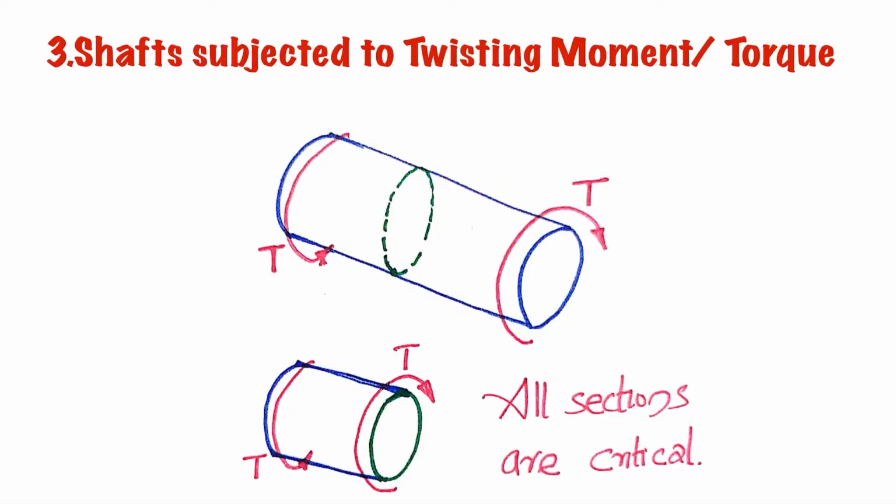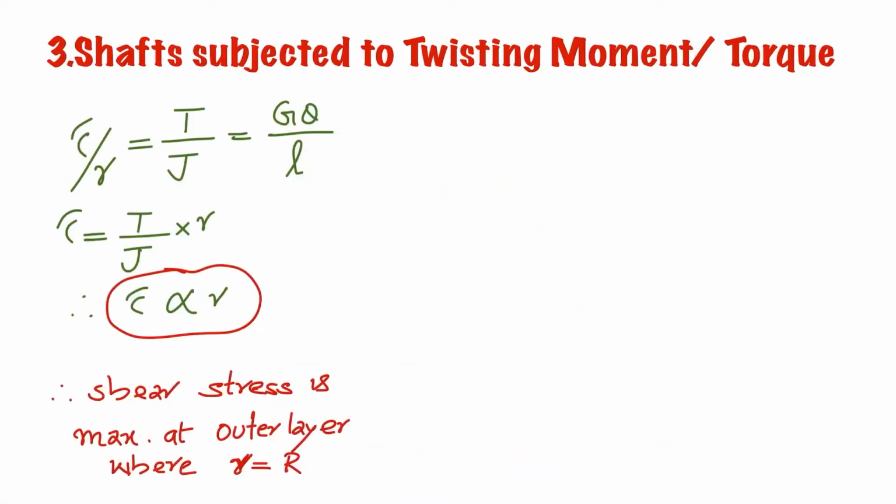So once you are identifying the critical cross section, next you have to identify the critical element. For that, you will be requiring the stress distribution. For that, you will be using the torsion equation, where tau by r equal to T by J equal to G theta by L. So you can have tau is proportional to r. That means shear stress is proportional to radial distance from the center. So you can conclude that shear stress is maximum at the outer layer, where radius variable r equals the radius of the shaft, or diameter by 2 of the shaft.